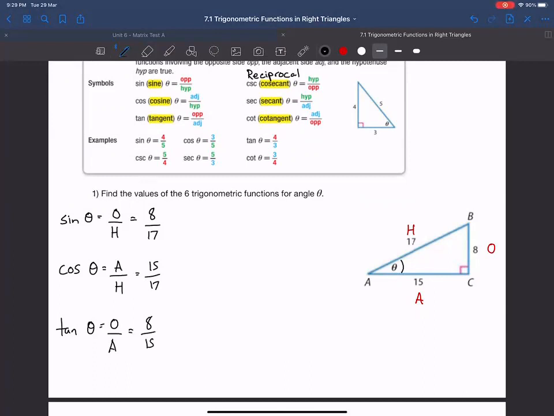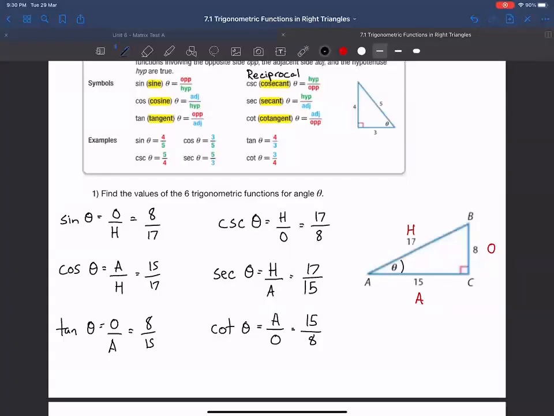So what I'd like you to do now is pause the video and find the three reciprocal trig functions. I want you to find the cosecant of theta, the secant of theta, and the cotangent of theta. So pause the video now. Okay, so here are my three reciprocal trig functions. As you can see, I flipped the fraction. If tangent is opposite over adjacent, I can find my cotangent by doing adjacent over opposite, or simply by flipping this fraction upside down.